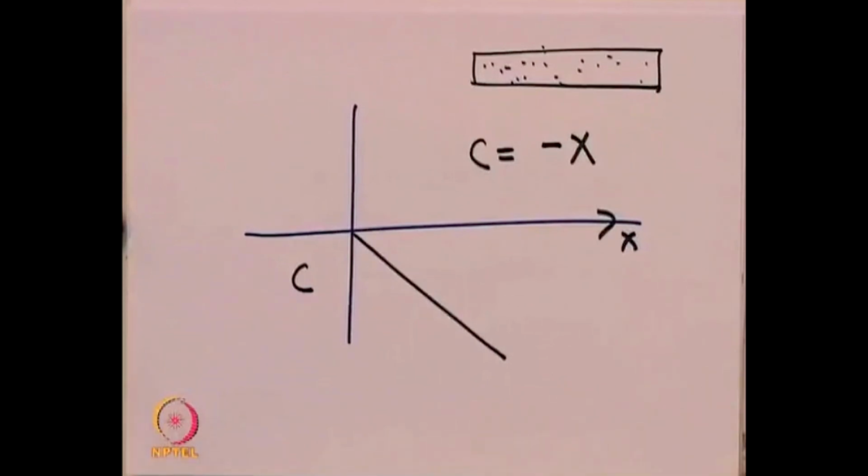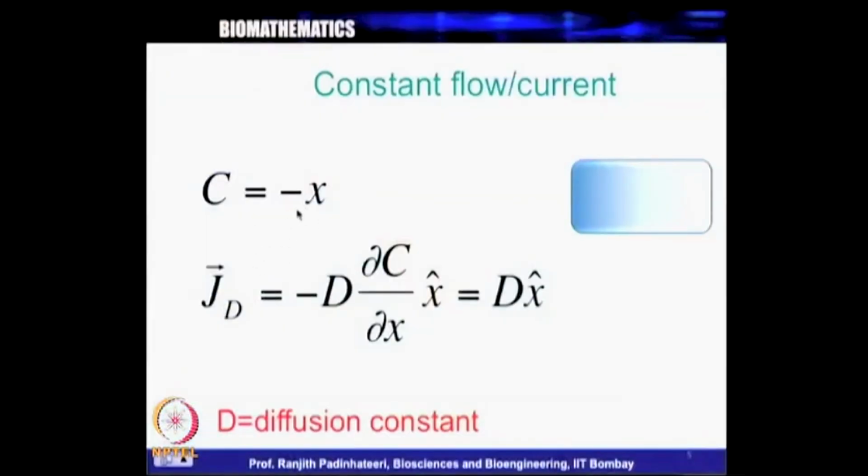If this is the case, let us have a look here. C is equal to minus X. So del C by del X is minus 1, and minus D del C by del X is, we know that D is just a constant. So the current is just a constant times the direction. So this is a constant flow or a constant current.